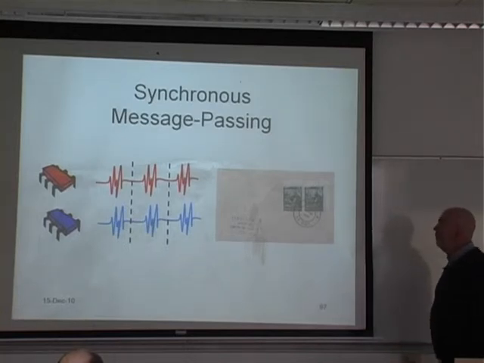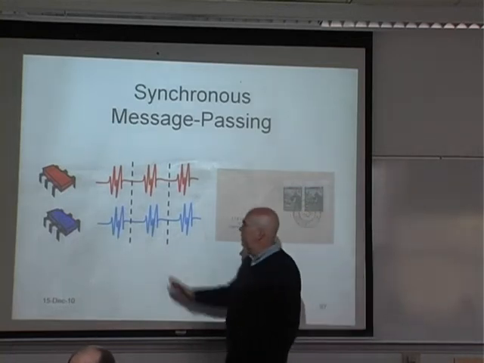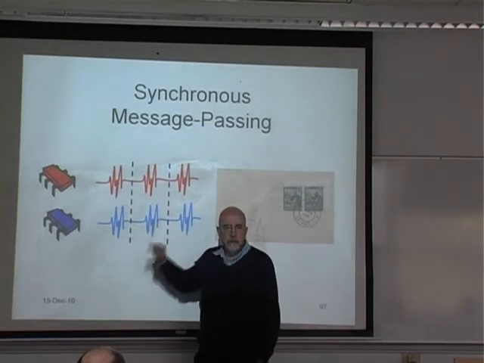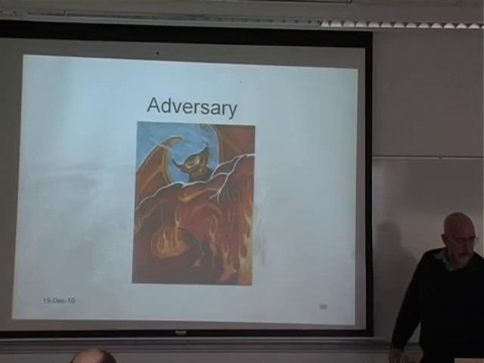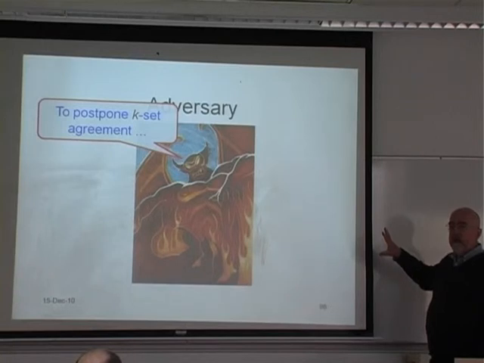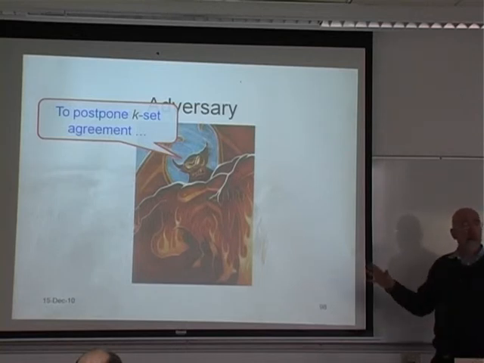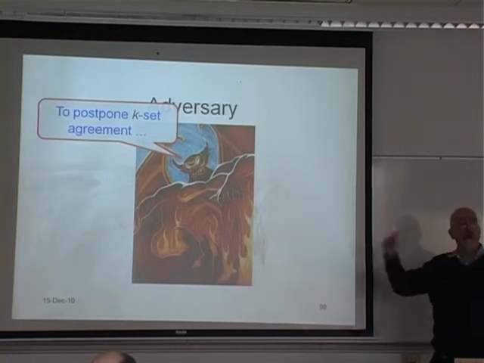So now let's move to a synchronous message passing system, where the processes all march in lockstep, and has the property that the adversary now, instead of making K-set agreement impossible, wants to postpone it. This is a model where a process can crash, but before it crashes, it can send an arbitrary subset of its messages to other processes. So you can detect failures. If I don't get a message from someone on a round, I know they must have crashed, but there's a little bit of uncertainty about exactly when they crashed.